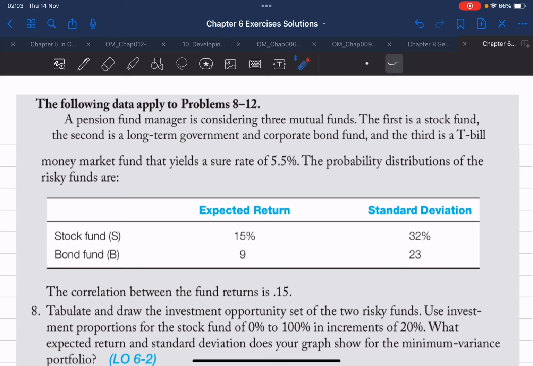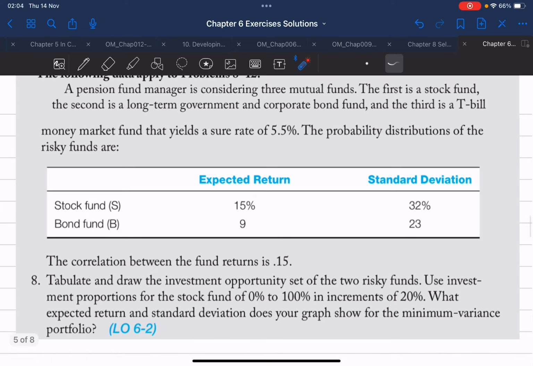In this video we're going to be looking at problem number 8, but before we do that we have a note in the textbook for all of the problems between 8 and 12 that says a pension fund manager is considering 3 mutual funds. The first is a stock fund. The second is a long-term government and corporate bond fund. And the third is a treasury bill money market fund that yields a sure rate of 5.5%. The probability distributions for the risky funds are given below.